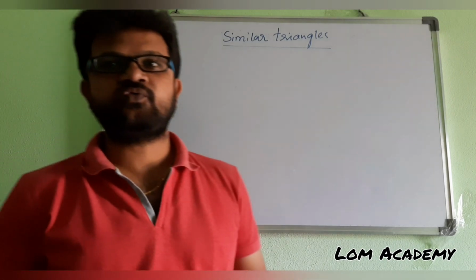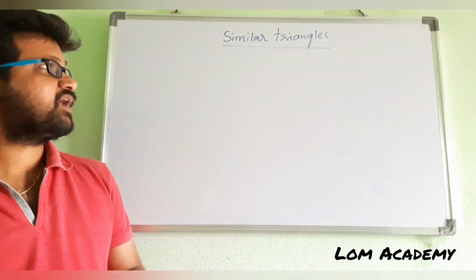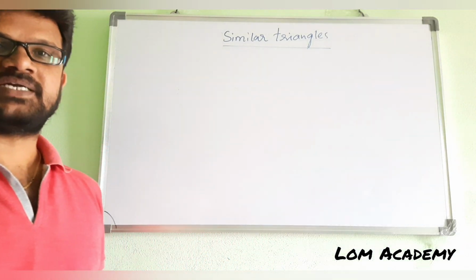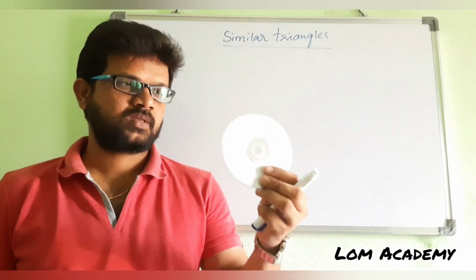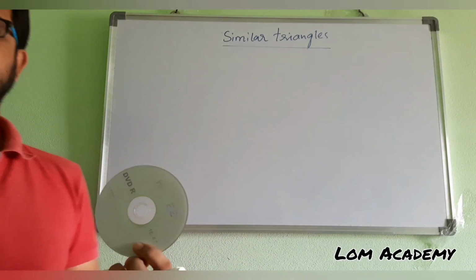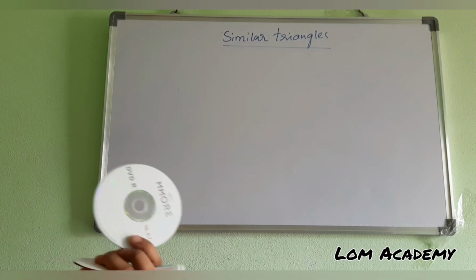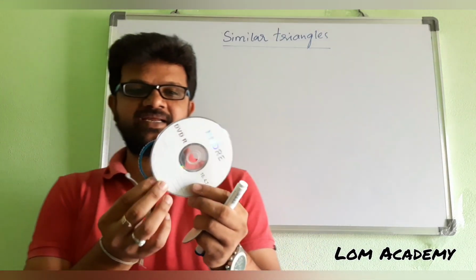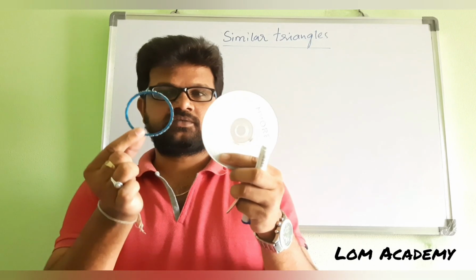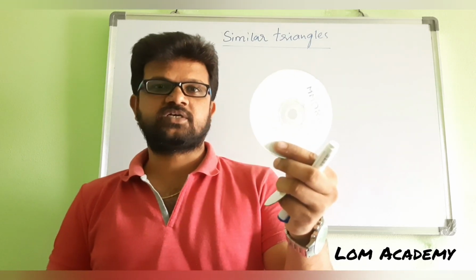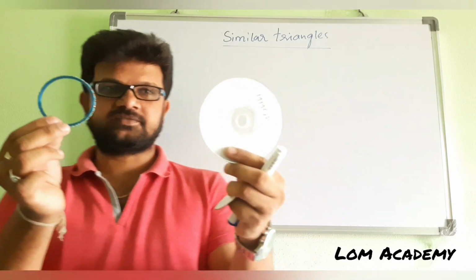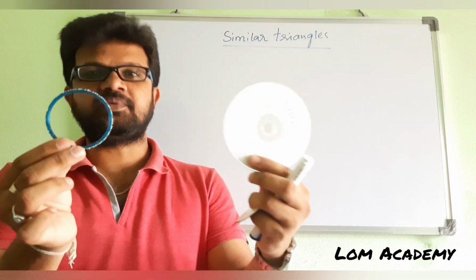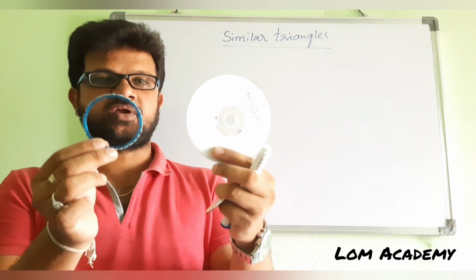Similarity means two figures which have the same shape but not the same size. For example, see here, this is one CD. Another example is this bangle. See here, this is in circular shape, this is also in circular shape, but both are not the same size. So these two are similar but not congruent.